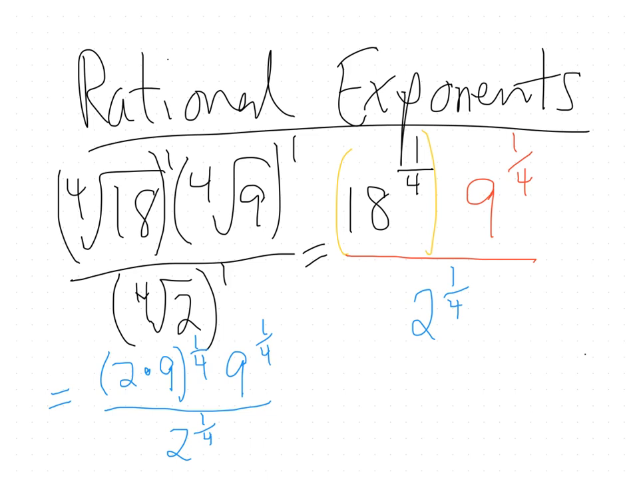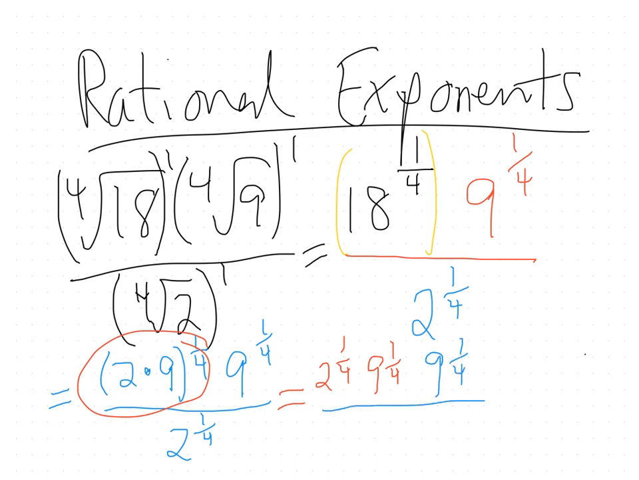Excellent. Now we can use some other exponent rules, and we can bring that exponent 1 over 4 into the brackets, and we're going to have 2 to the 1 over 4 times 9 to the 1 over 4. We just expanded and raised the base 2 times 9 to the exponent 1 over 4, so it becomes 2 to the 1/4 and 9 to the 1/4. There remains a 9 to the 1/4, and there remains a 2 to the 1/4 in the denominator.